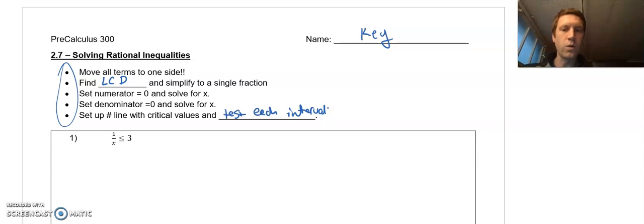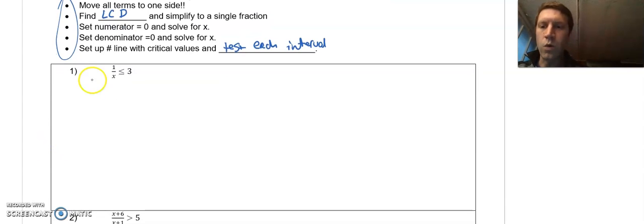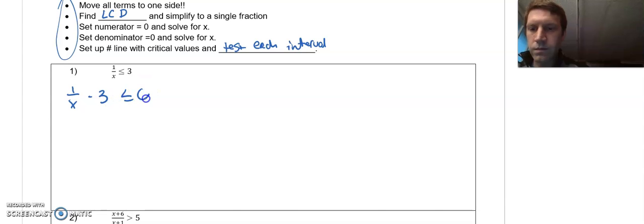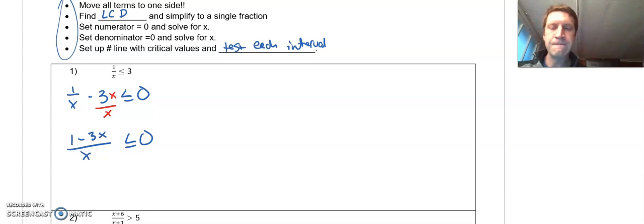So I have 3 problems I'll work through with you, and then we'll have some practice for you. Number 1: 1 over x is less than or equal to 3. First thing I want to do is subtract 3 from each side. Then I want to create one fraction on the left side, so I get a common denominator of x. I multiply -3 by x on the top and bottom. That's going to give me (1 minus 3x) over x is less than or equal to 0.